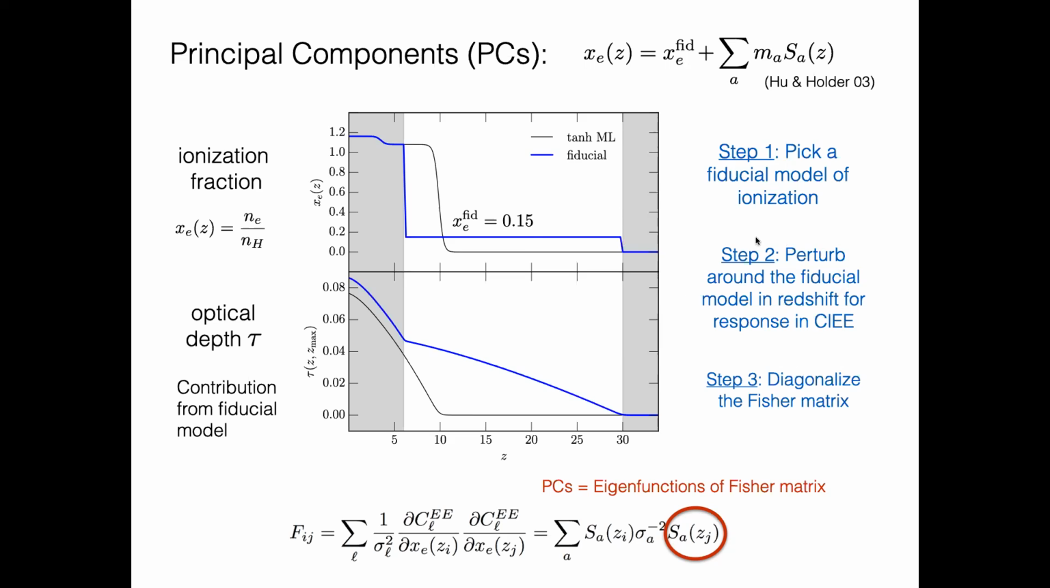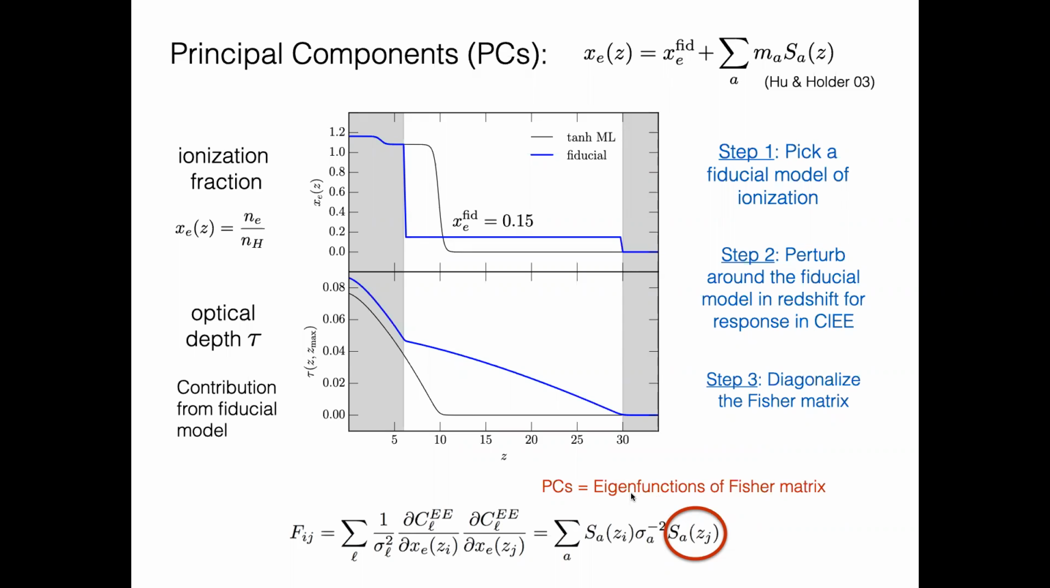After we pick the fiducial model, we would perturb around it in redshift to get a response in the E-mode polarization power spectrum. To do this, you would basically have little triangles, almost delta functions in redshift, and look at the derivative, the response in the CLEE. After you've done that, you can construct a Fisher matrix of CLEE with respect to these perturbations of the ionization fraction in different redshift bins.